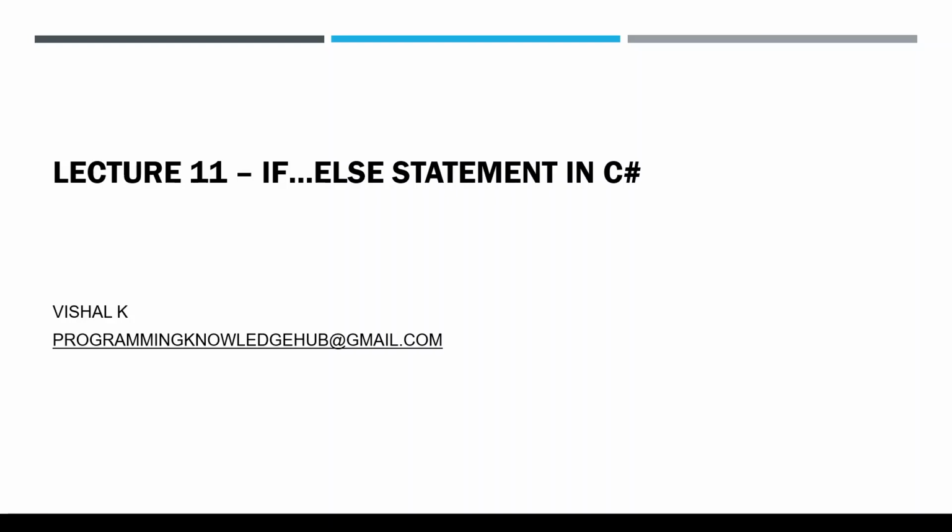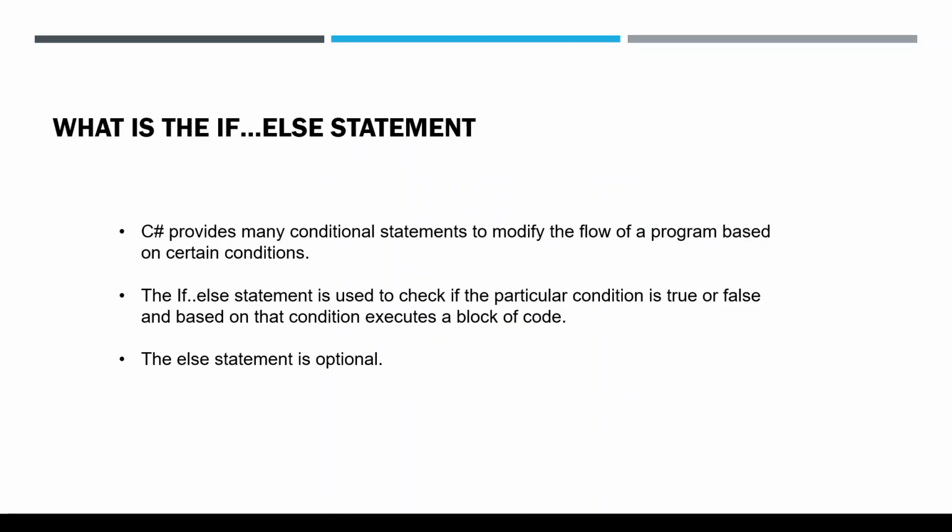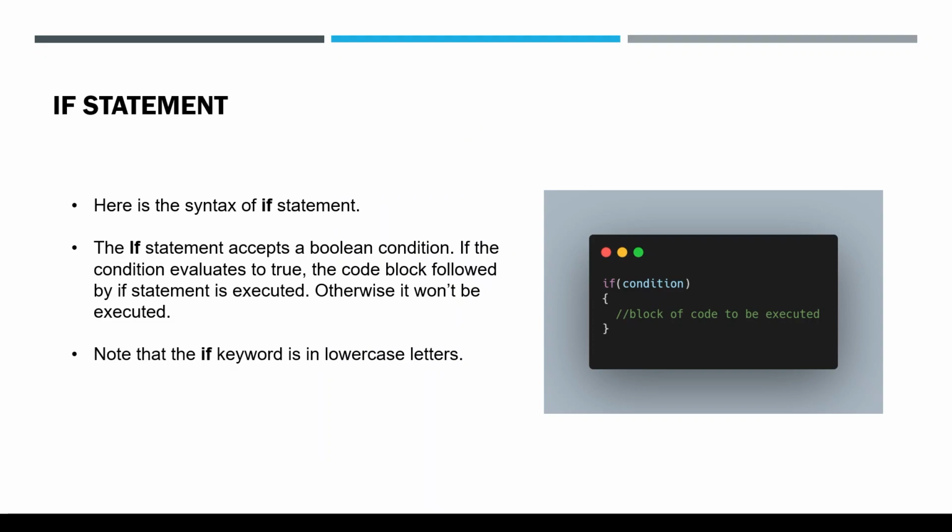My name is Vishal. In this lecture, I am going to explain the if-else statement in C#. C# provides many conditional statements to modify the flow of a program based on certain conditions. The if statement is used to check if a particular condition is true or false, and based on that condition, executes a block of code. The else statement, which is followed by the if statement, is optional.